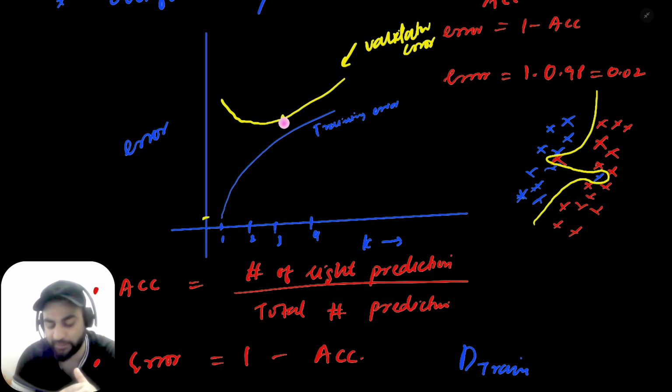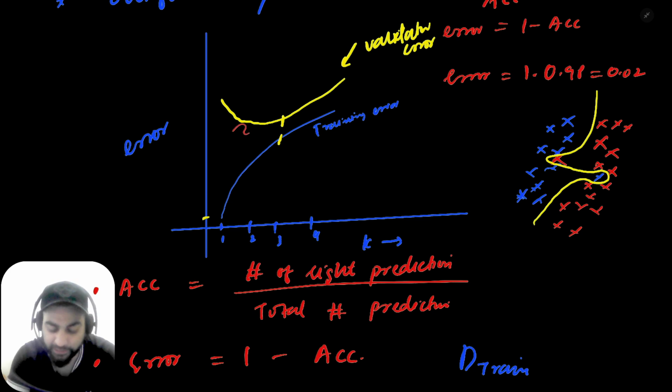Let's suppose it is somewhere here, and then the error will again increase after you increase k beyond a certain point. So if you look at this point, there is some error, and at this point there is some error. This k is probably optimal, or we'll take the average, and wherever the average error is less, we'll take that.